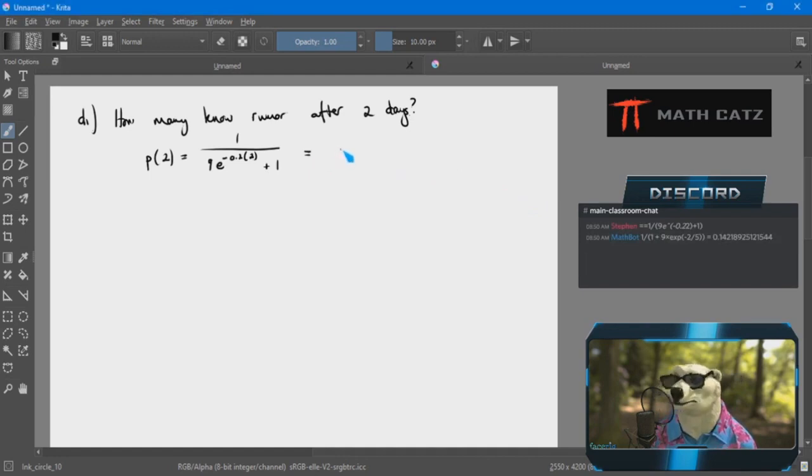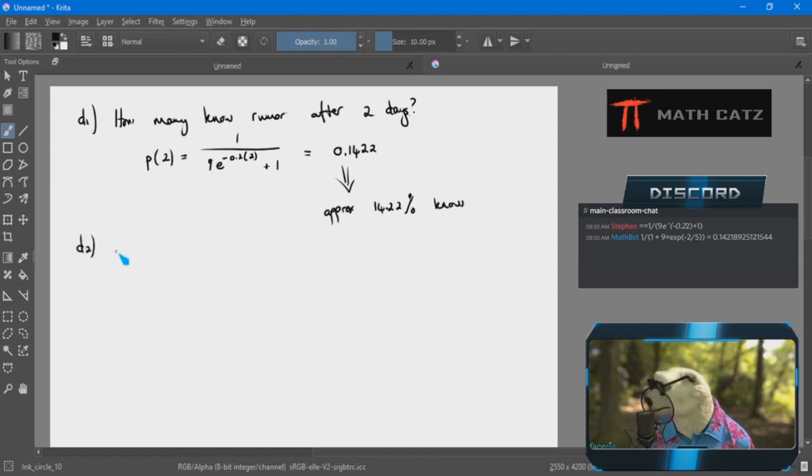I didn't let a lot of days pass. 0.1422 if I round to 2 decimal places. So that means approximately 14.22% of the people know the rumor after 2 days. If I then ask, as in D, when would 80% of the people know the rumor?